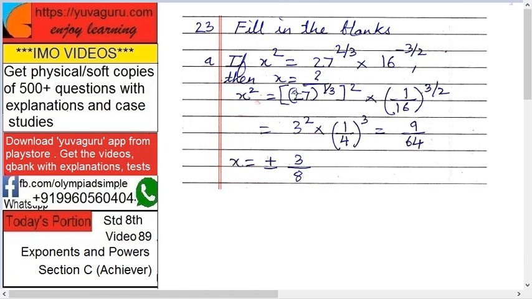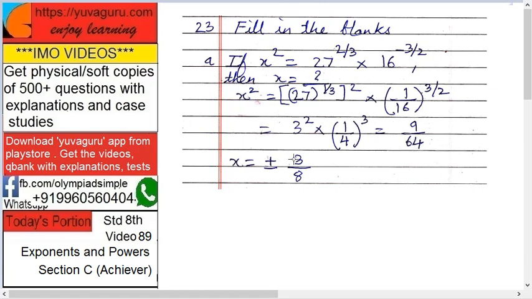Now solve this. 27 raised to 1 by 3 means cube root of 27. That is 3. So 3 square into this is square root of 16, because this 2 goes as a root sign. So square root of 1 and square root of 16. It becomes 1 upon 4, the whole cube. So 3 square is 9, 4 cube is 64. So x square equals to 9 upon 64.